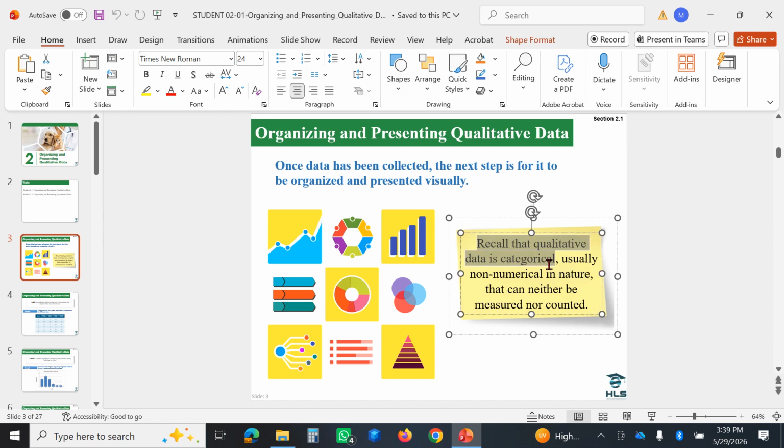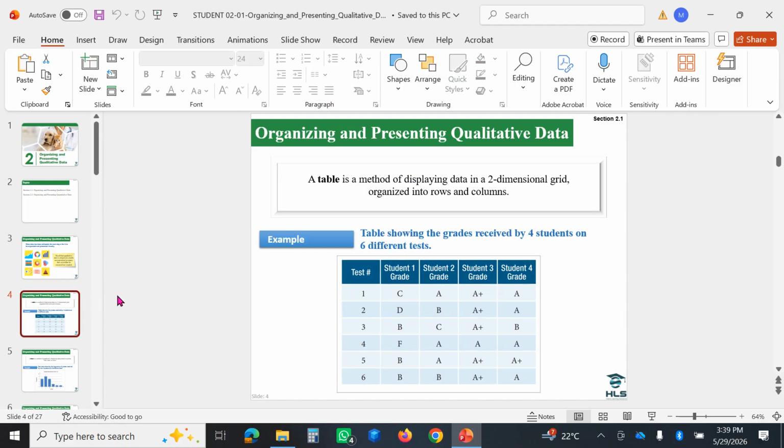Recall there that qualitative data is categorical. Remember the bins, right? Usually non-numerical in nature, that can neither be measured or counted. So, looking here, a table is a method of displaying data in a two-dimensional grid, organized into rows and columns. See? This test number 1, 2, 3, 4, 5, 6. Student 1 grade. The student here got a C on test 1, a D on test 2, a B on test 3, and so forth. Right? You've got the rows and the columns.